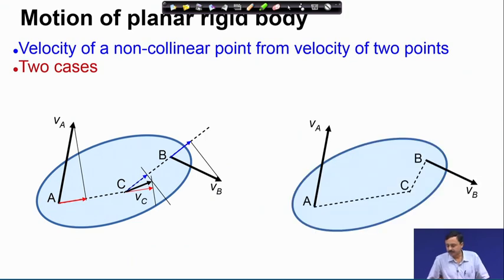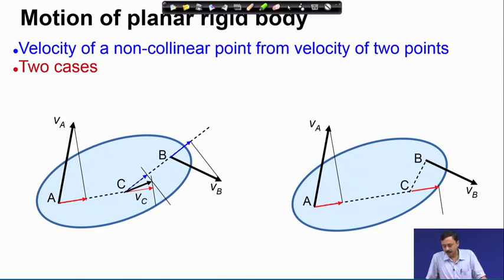In the other case, we have taken C such that CB is perpendicular to the velocity of point B. Now, to find the actual velocity of point C, I must project V A along AC and transfer the projection vector to C. V B does not have any projection along B C, so that is 0. So, the velocity of C along C B must be 0.